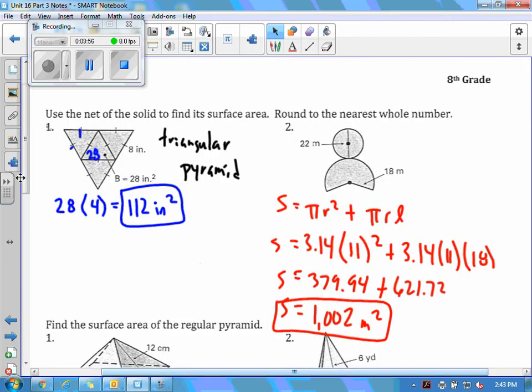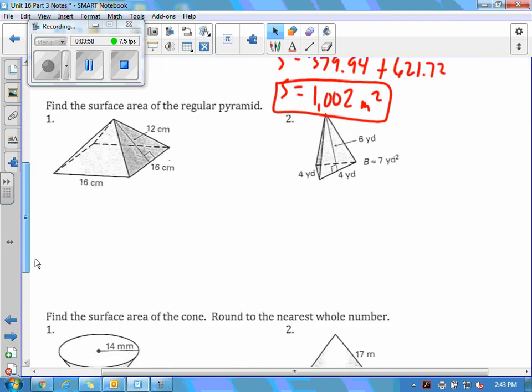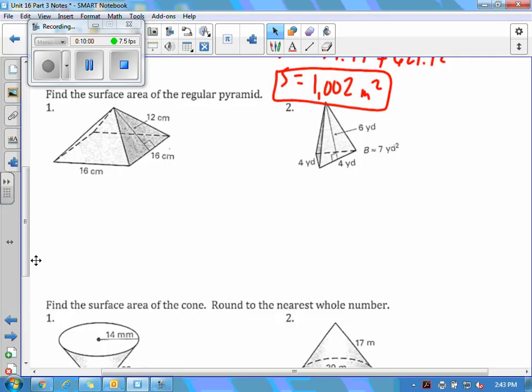So if you look down here, we have two pyramids and two cones, and we're going to go over how to find the surface area. Number one, I'm going to leave for you because we've already done some examples of square pyramids. I'm going to look at number two.